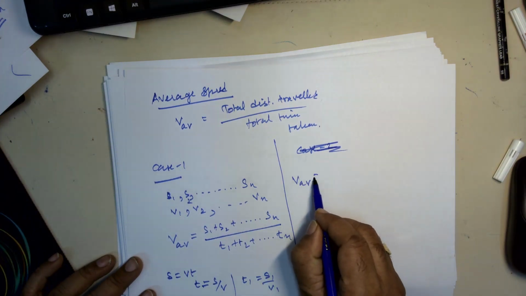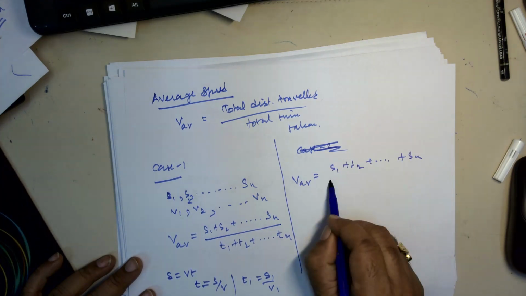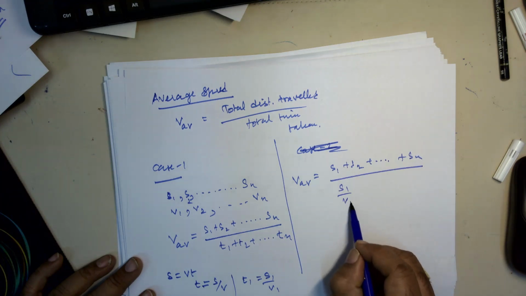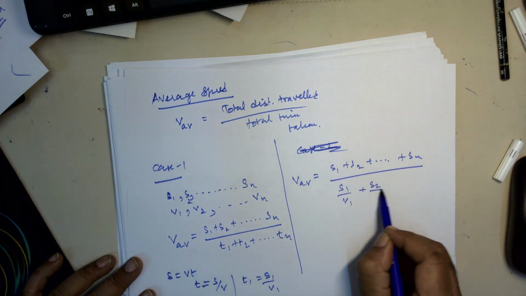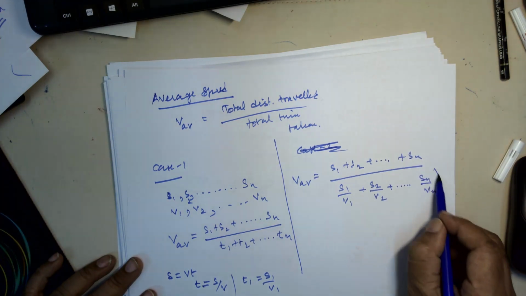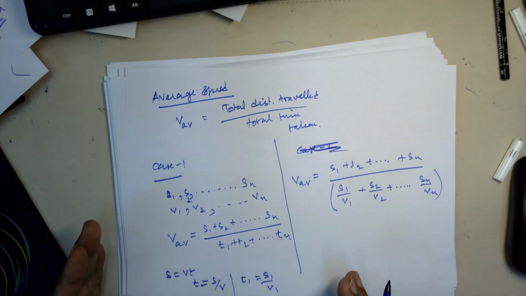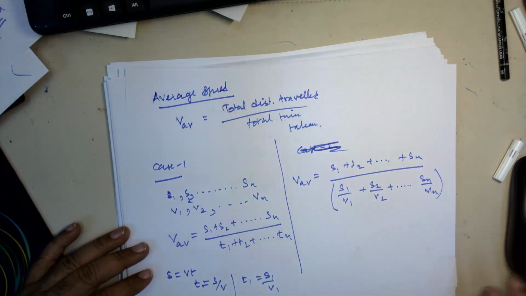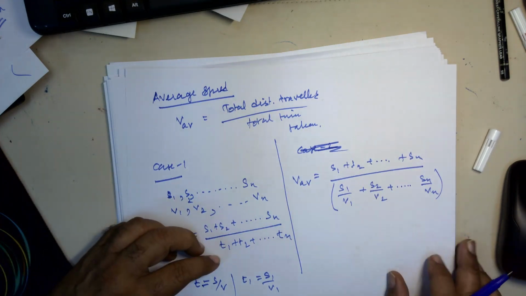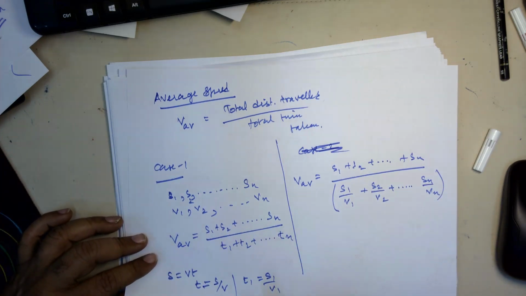Therefore, V average is equal to S1 plus S2 plus etc. up to Sn whole divided by S1 divided by V1 plus S2 divided by V2 plus and so on up to Sn divided by Vn. So do you understand this? Yes. So in case time is not given, you can make use of this equation. Now case 2. If a particle moves with the speeds of V1, V2, V3 and the time factor is given, T1, T2, T3, in that case, how can the average speed be calculated? So we will work out.